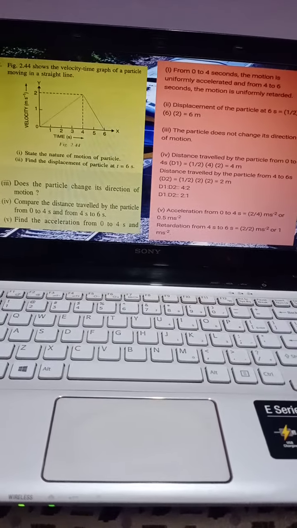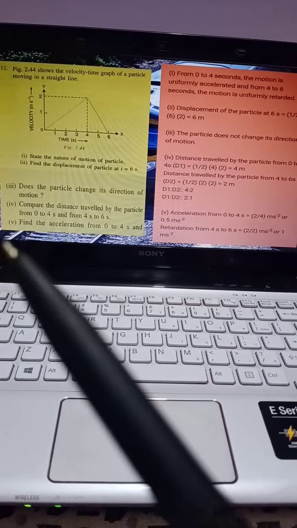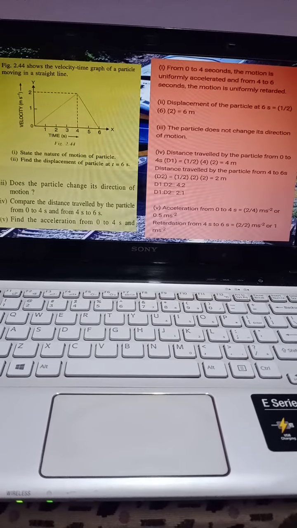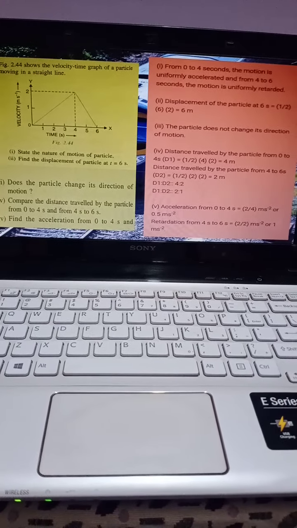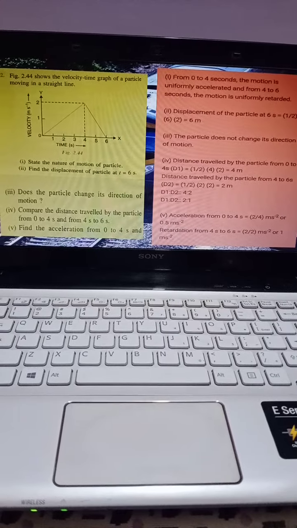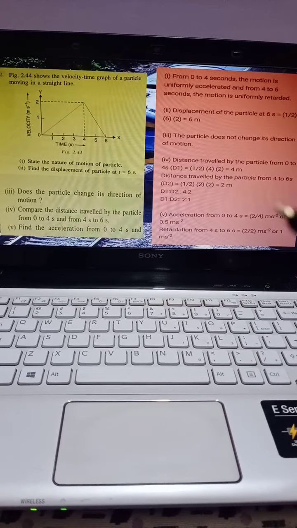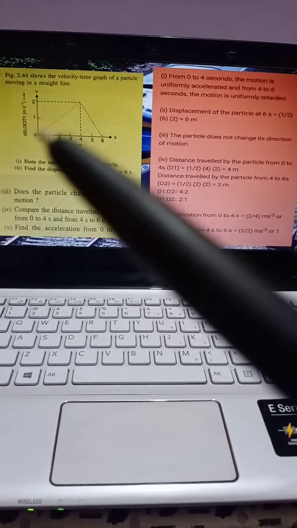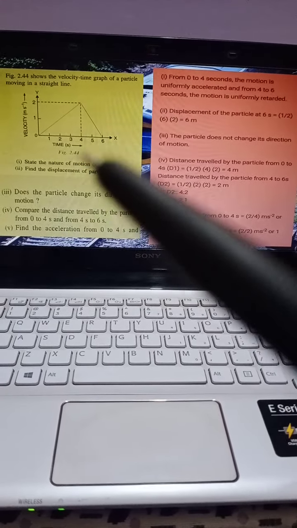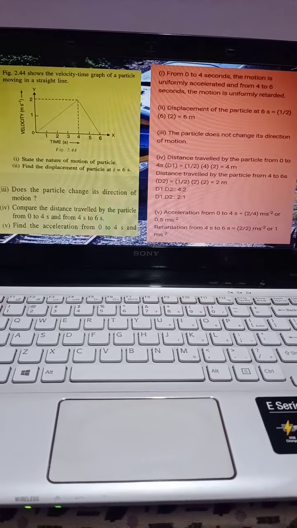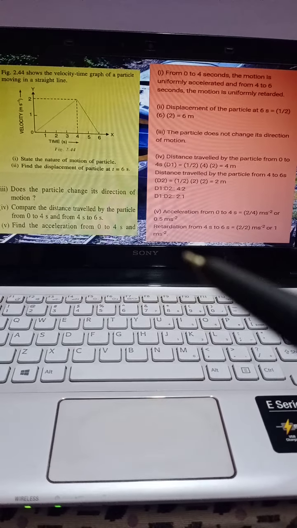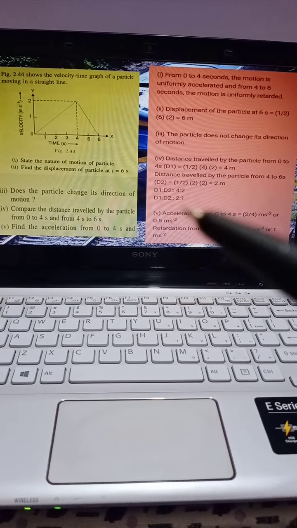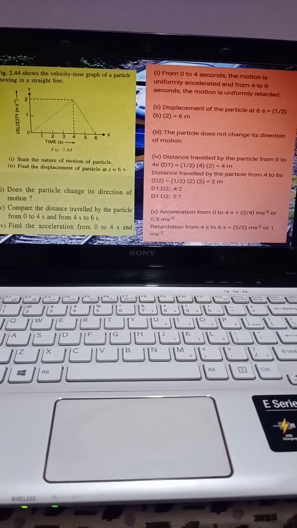Then we compare the distance traveled by the object from 0 to 4 seconds and again from 4 to 6 seconds. For 0 to 4 seconds we find out the area of this triangle, and for 4 to 6 seconds we find out the area of this part of the triangle. When we compare the areas of the two, we get the ratio as 2:1.